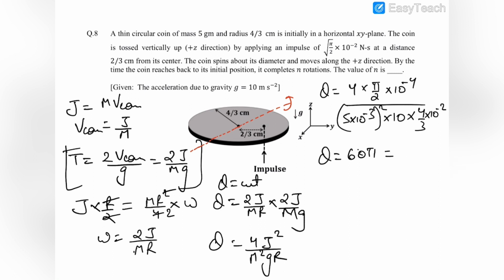So 60 pi would be equal to 2 pi n, because in one rotation the angle rotated by the coin is 2 pi, so n will be equal to 30. So the coin will be performing 30 complete rotations in the time in which it will return to the ground. Now we move on to the next question.